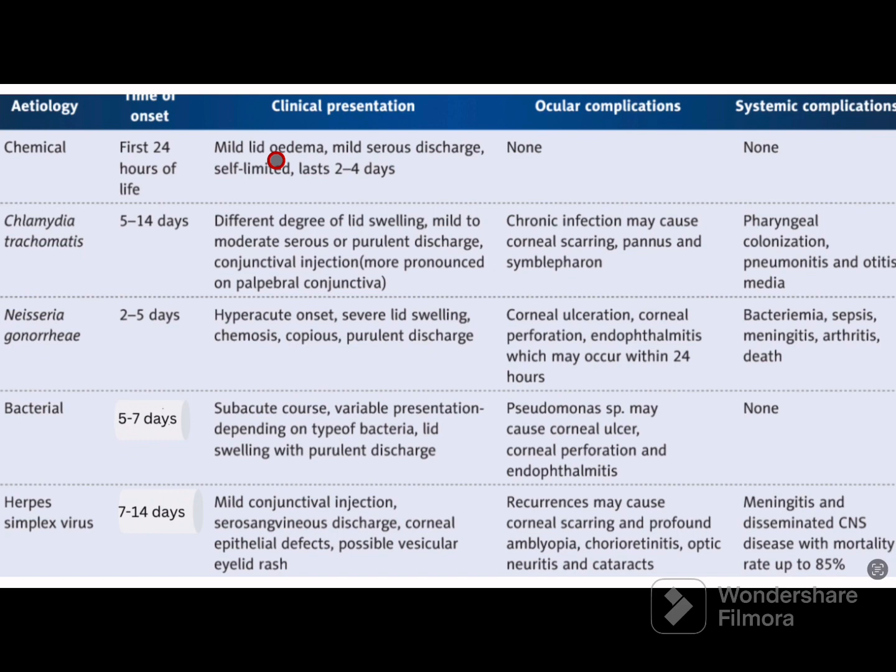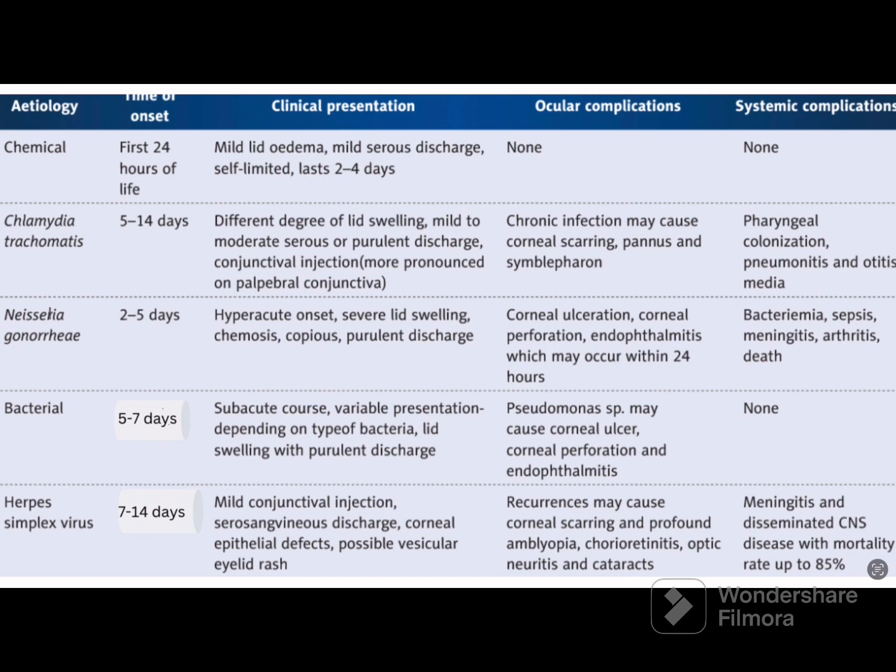Whereas in chlamydia trachomatis, the time of onset will be 5 to 14 days and the lid swelling varies. There's a different degree of lid swelling. How about the discharge? The discharge is mild to moderate, serous or purulent. And conjunctival hyperemia will be more pronounced on the palpebral conjunctiva. What are the complications then? If you see the ocular complications, if it is a chronic infection, it causes corneal scarring, pannus formation and symblepharon. Whereas the systemic complications: it causes pharyngeal colonization and leads to pneumonia or otitis media.